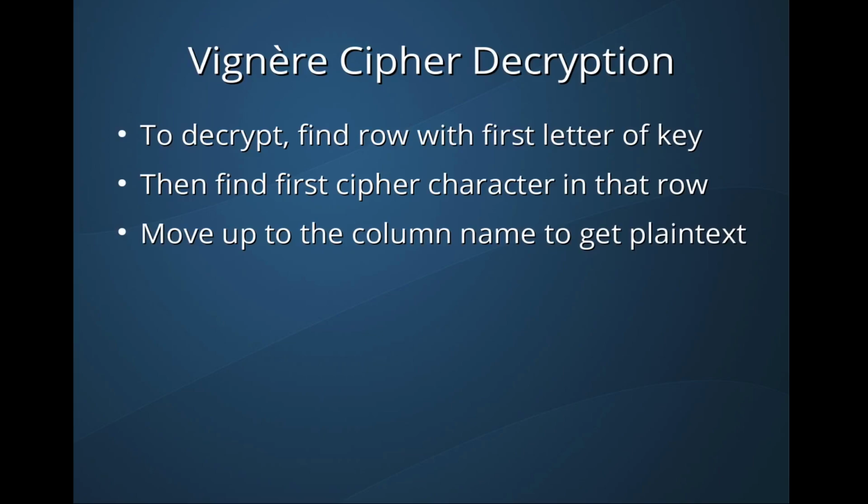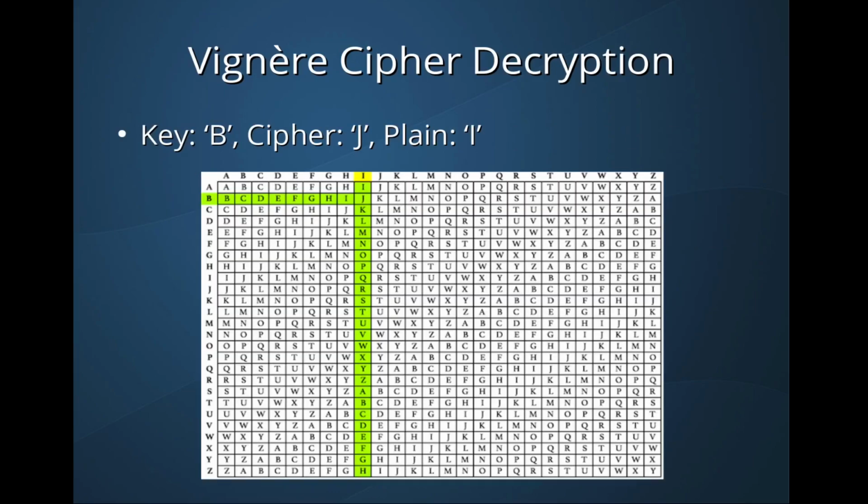We're going to find the row with the first letter of our key, then find the first cipher character in that row, and then move up to the column name to get the plain text. So for instance, again, our key starts with B, our cipher starts with J, then that gives the intersection column of I. So it's just the opposite, the inverse operation of the encryption.